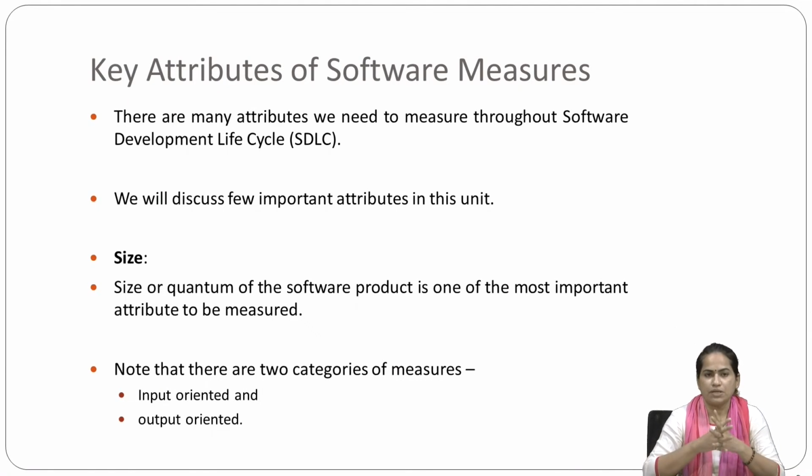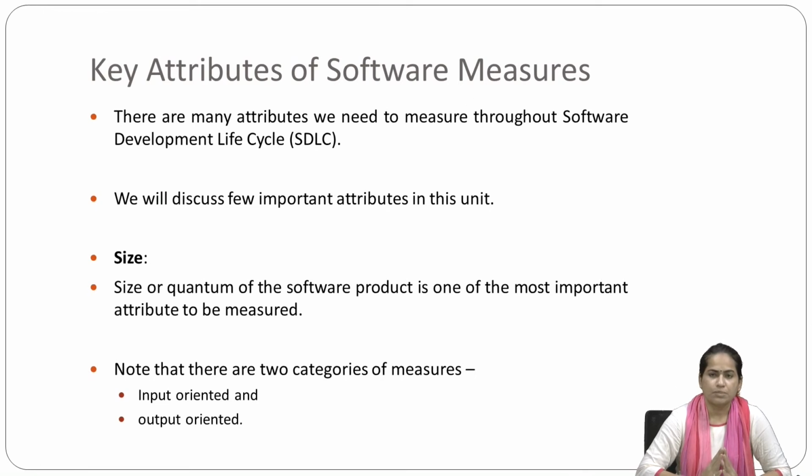Now we are going to see some key attributes of software measurement. Which are the key attributes? We can say they are the things which we consider when we are measuring something. That is what we are going to discuss here, called key attributes. There are many attributes we need to measure throughout the software development life cycle, the SDLC. A few of them are discussed over here.